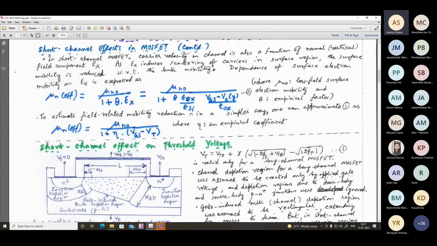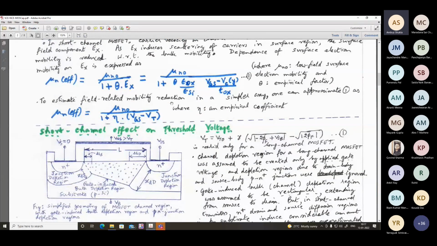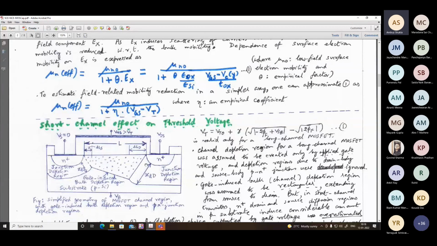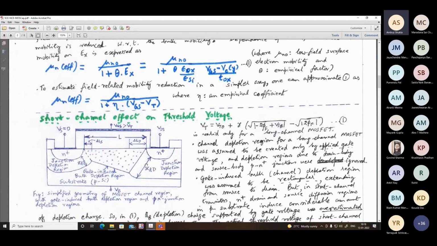Anyway, to estimate the field related mobility reduction in a simpler way, one can write it as simply this. That means mu n0 divided by 1 plus eta into VGS minus VT, eta equal to empirical coefficient. Again, let me tell you that I have no means of explaining how this expression has come into being. But overall, we can say that with the short channel device, in all possibility, the mobility of the device will be restricted. That means the drift velocity will be restricted, and the actual saturation current will be lower than what can be predicted by the theoretical expression. And how it will be, we shall discuss more about that.